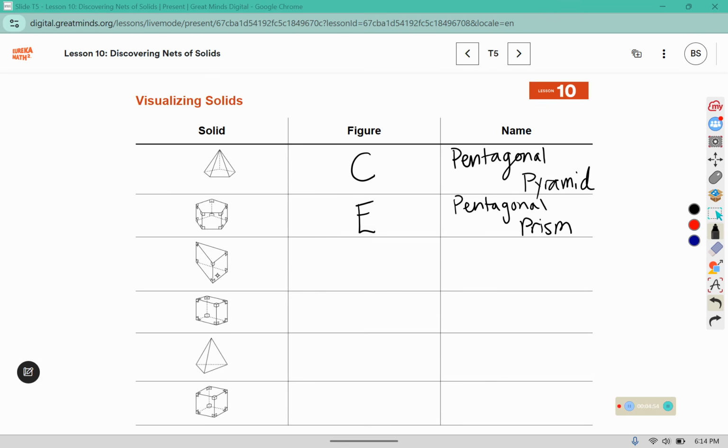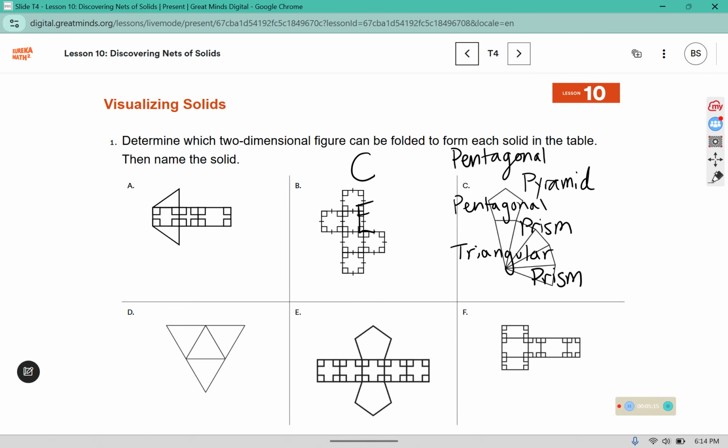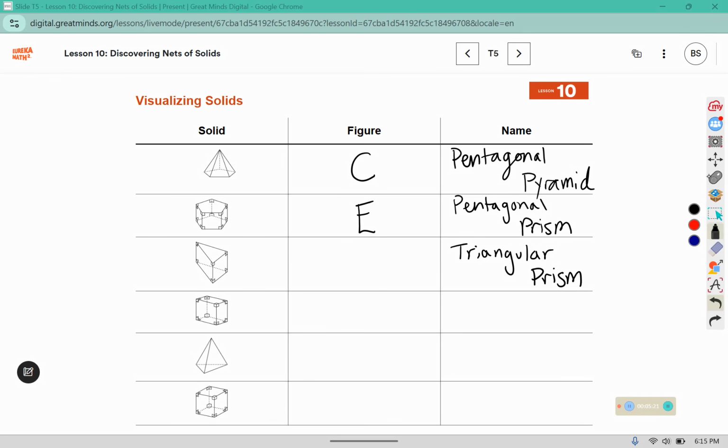This next one has 2 triangles and 3 rectangles. Since the base is a triangle, we're going to call this a triangular prism because the top and bottom are connected by rectangles. This here in figure A has 2 triangles and 3 rectangles. This is also a prism, and the base of this prism is a rectangle, so this is called a rectangular prism.